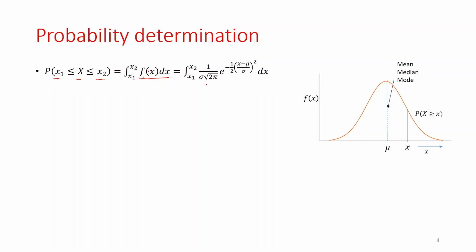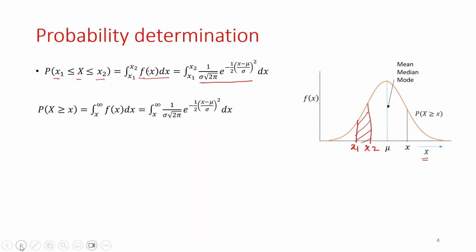And now f(x) is given here. This is a complicated function. So if I want to know the area between x1 and x2, let us say my x1 is here and x2 is here, and I am interested to know what is the probability that x is going to take values between x1 and x2. That means I need to know what is this area. And therefore I need to integrate this equation from x1 to x2. These are the two limits.